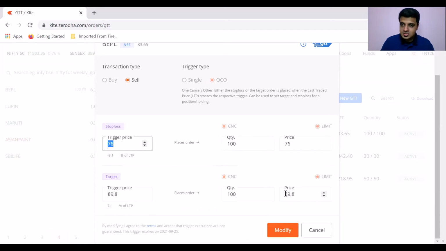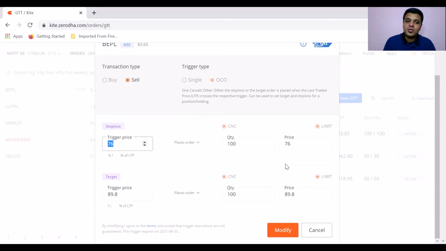I could change this to 91, 92, whatever I want. Okay. So what's the good thing about a GTT? Look at this. Normally, if you give an order, it closes at the end of the day. So, for example, if I give such an order on a normal order, what happens is at the end of the day, the system itself cancels off those orders.